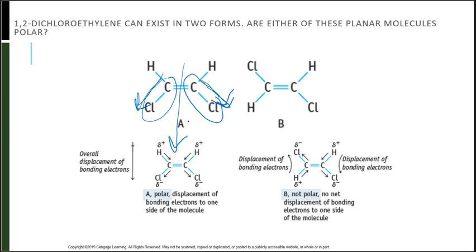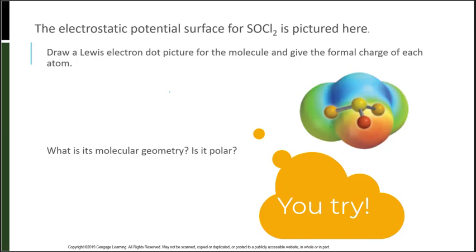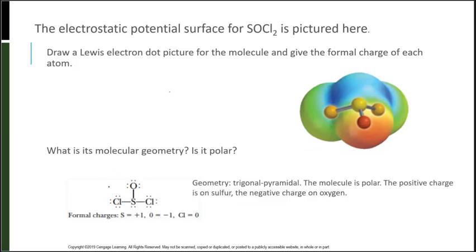But let's look at this second compound. My polar bond is pulling this way, and my polar bond is pulling that way. Those are equal and opposite, and they will cancel each other out. So it is a nonpolar compound overall. Pause the video here and try to draw this. Hopefully after drawing it, your Lewis structure looks like this.